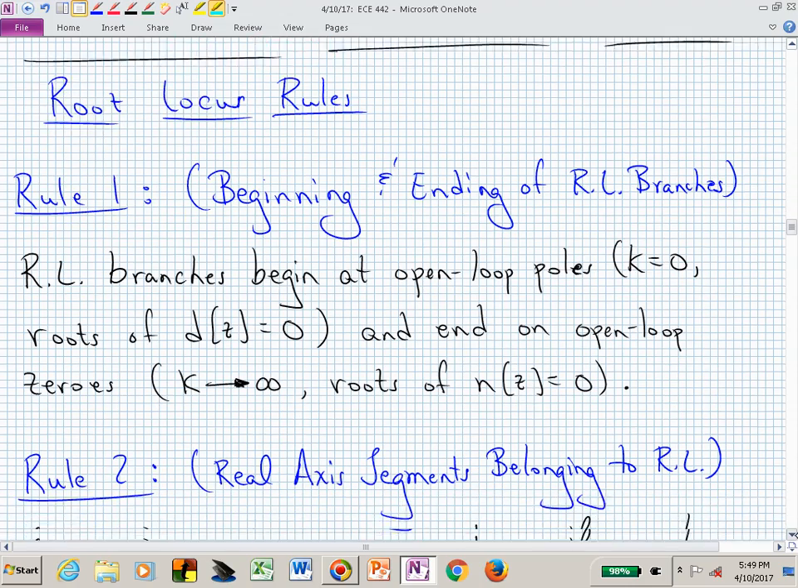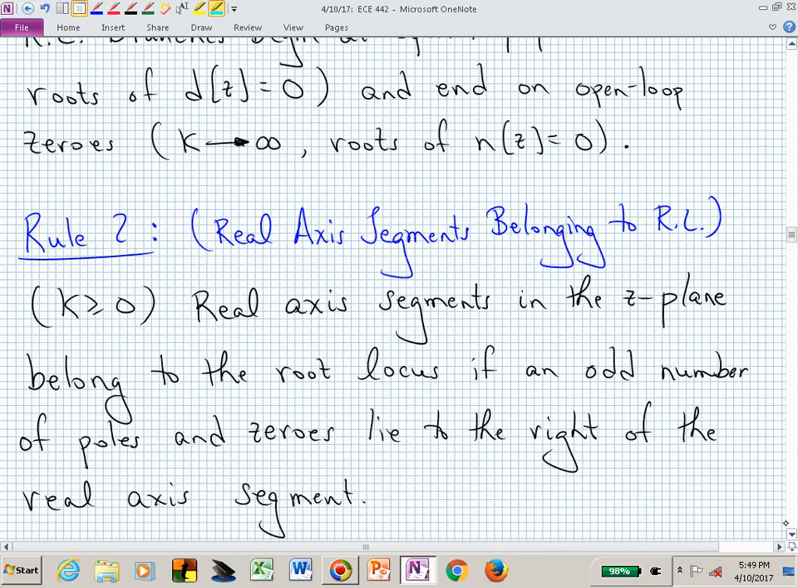Rule 2 identifies which real axis line segment belongs to the root locus. And this is where we're cutting up our infinitely long piece of bread. If we have poles and zeros on the real line, we can think of cutting the bread at each of those poles and zeros, at each value of the pole and zero.